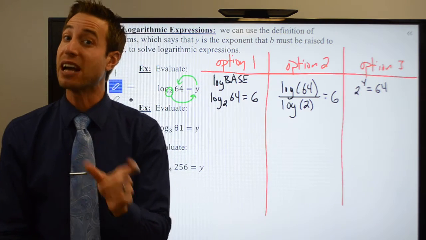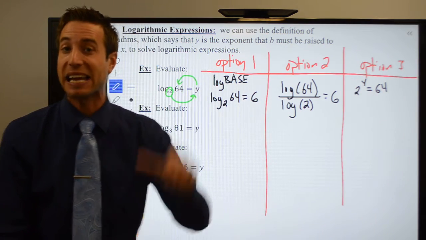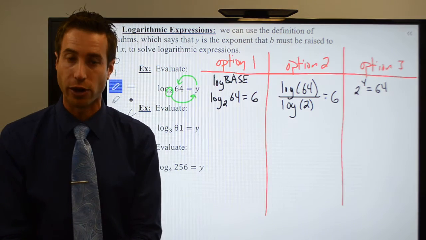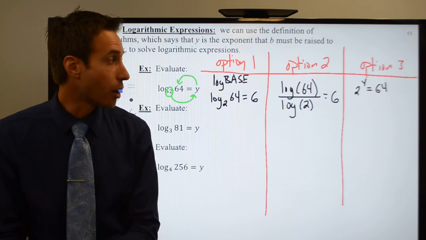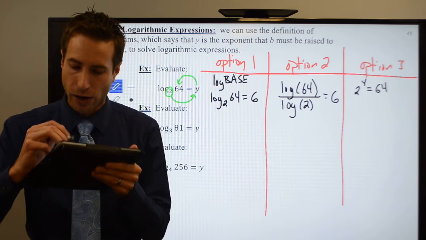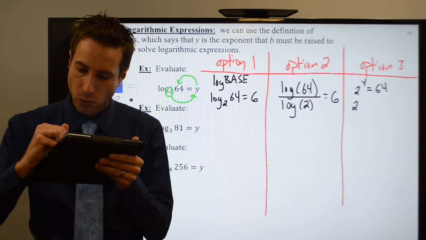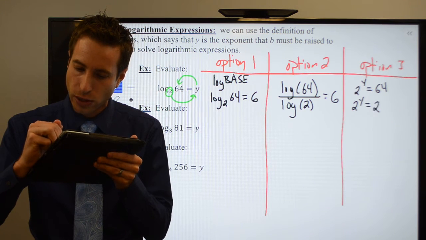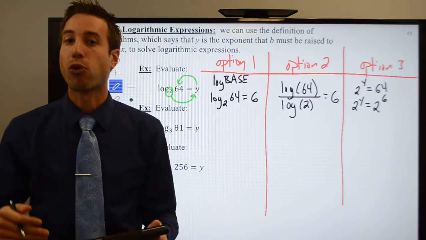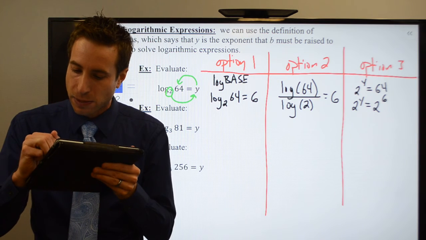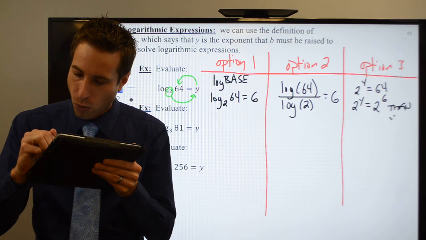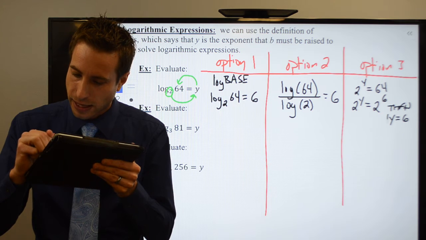We have that property of exponential equations that tells me if the bases are the same, I set the exponents equal to each other. Well, it doesn't require a whole lot of work to figure out 64 is 2 to the 6th power. So I can rewrite this as 2 to the y is equal to 2 to the 6th power. And again, because the bases are the same, the property tells me I set the exponents equal to each other. Then I know that y is equal to 6.